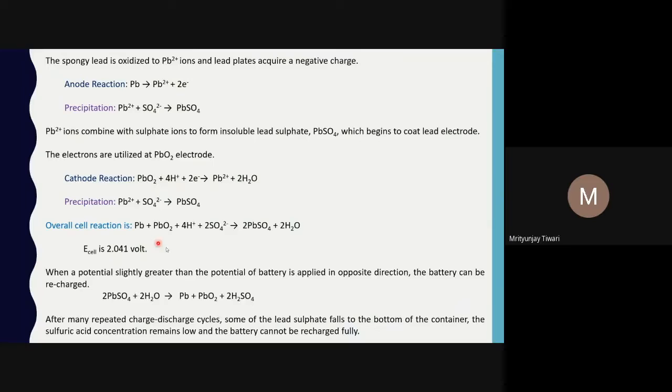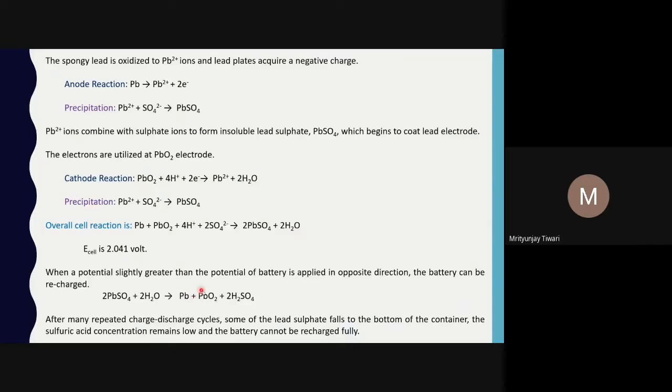So the overall cell reaction, you can just add these two reactions to obtain. What we see here is Pb plus PbO2 plus 4H plus plus 2 SO4 2 minus, one SO4 from here and one from there, gives 2 PbSO4 plus 2 H2O. And so 2 lead sulfate molecules will be formed plus 2 water molecules. And the E cell for this lead storage battery is 2.041 volt.